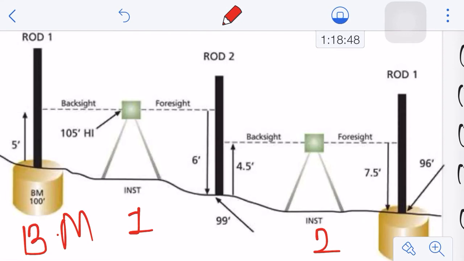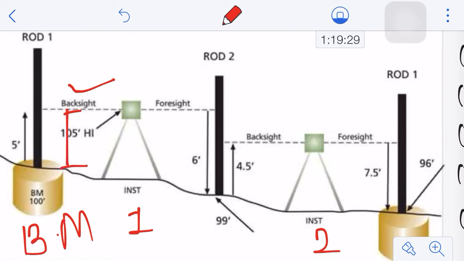You will keep your leveling staff on your benchmark, and you have already assumed that the RL of the benchmark is 100. When you keep your staff over here and the reading is coming as 5 feet, as you can observe in your level, the RL or the height of instrument at this particular point 1 would be 100, which was already there for your benchmark, plus the 5 that you have observed on your leveling staff. So the height of instrument is generally the elevation of your line of sight. This is your line of sight, and it is the elevation of the line of sight with respect to the assumed datum, that means this one.